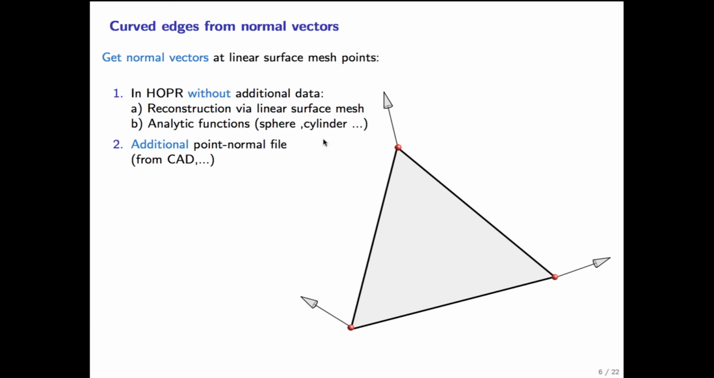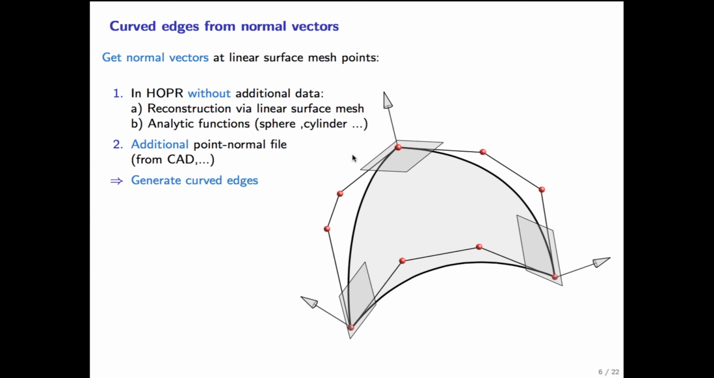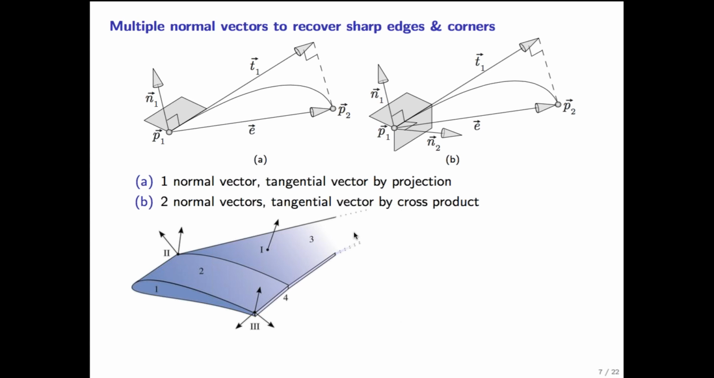analytic function, so for spheres and cylinders you can write this down, or you can also input an additional point normal file so that every point gets an associated normal. Once you have the normal at the edges, you can generate curved edges, so here shown with Bézier control points. And having multiple normal vectors is also supported because you want to recover also sharp edges and corners as shown in the plot below.